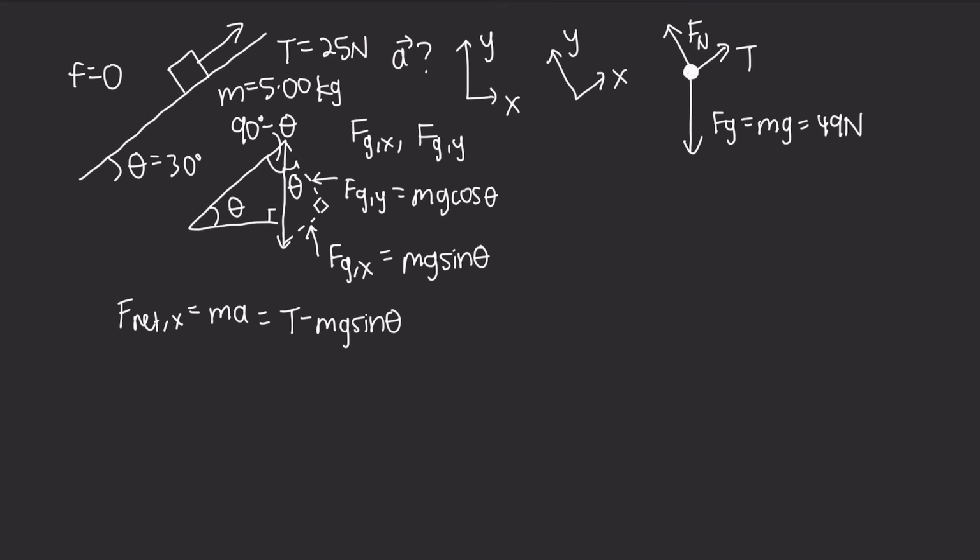And substituting the data and solving for the acceleration, we can rearrange this to say that a is equal to T minus mg sine theta over the mass. You can plug in all the values, and this will give you 0.1 meters per second squared. And this value is positive, which indicates that the box will accelerate up the inclined plane in the positive direction of the tilted x-axis.